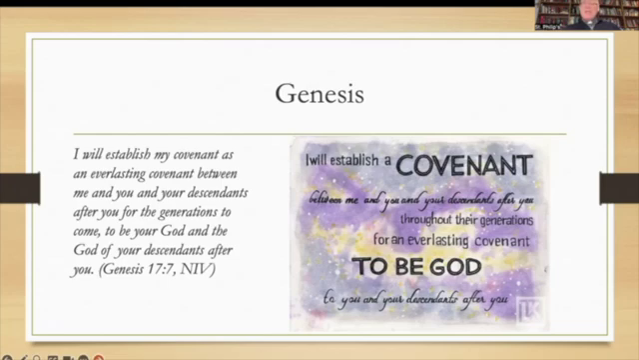I will establish my covenant as an everlasting covenant between me and you and your descendants after you for the generations to come, to be your God, and the God of your descendants after you. This is the promise that God makes to Abraham, Isaac, and Jacob, renews with Moses, fulfills in Jesus. Covenant is the heart of the theological understanding of the relationship of God and humanity.